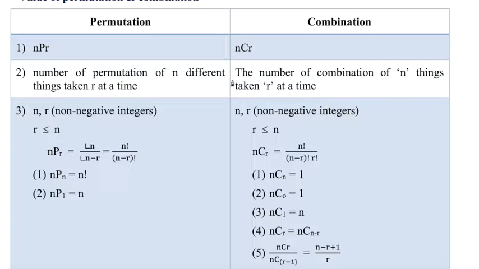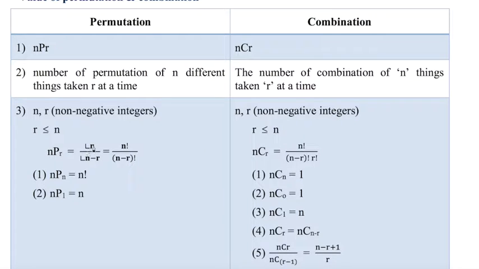Number of permutations of n different things taken r at a time. Number of combinations of n things taken r at a time. Here n is a non-negative integer, and here also n is a non-negative integer. r is less than or equal to n, always r less than or equal to n.